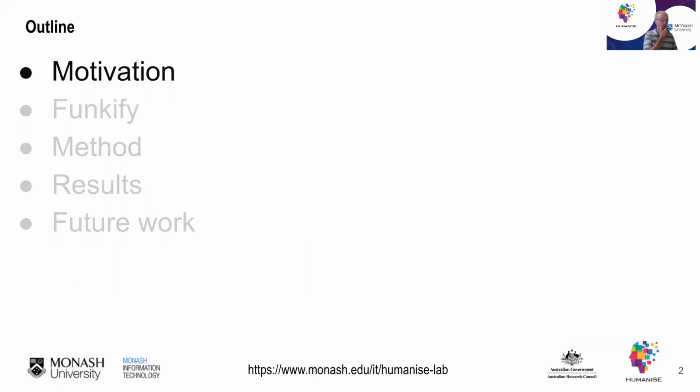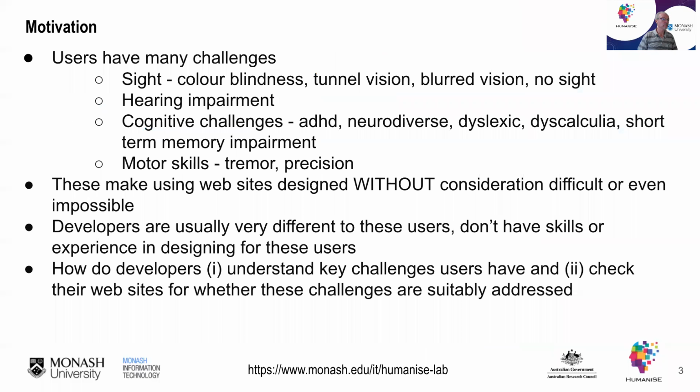I'll start off with the motivation for the work. So users have many challenges. They have sometimes color blindness, blurred vision, tunnel vision, sometimes no sight. Many have hearing impairments of one sort or another. Number of cognitive challenges. People who have ADHD, neurodiversity, dyslexic, dyscalculia, perhaps short-term memory impairment. Some of these challenges people are born with, some of them they acquire through injury or sickness.